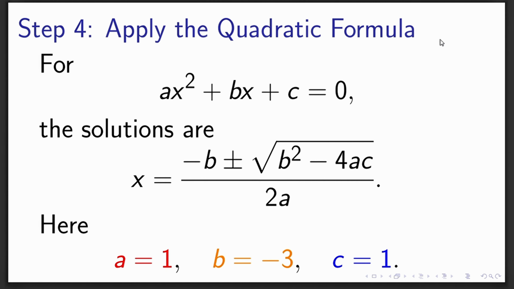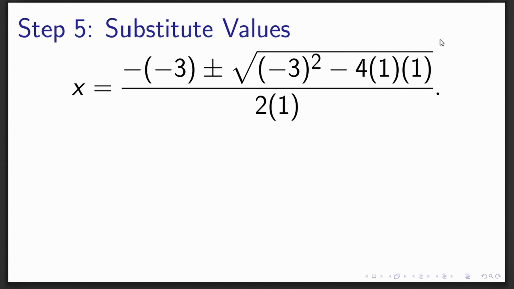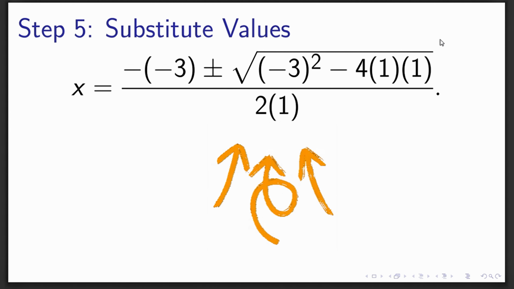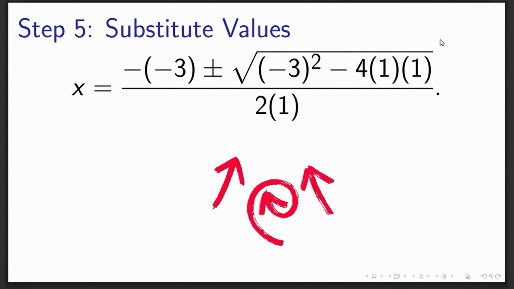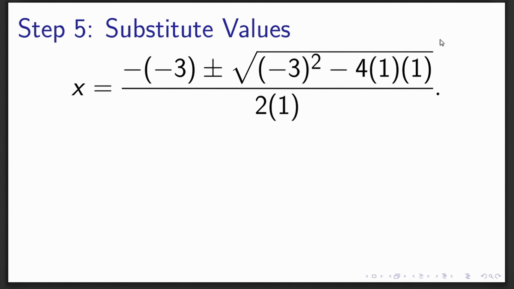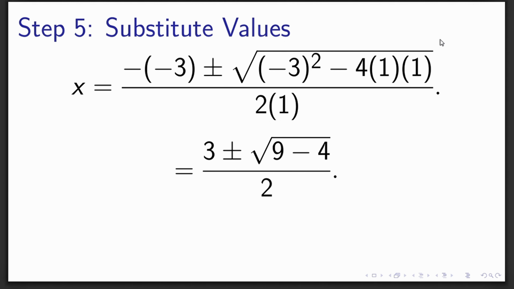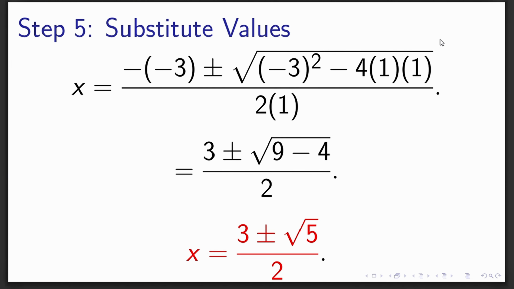When I find that, I'm going to get a = 1, b = -3 and c = 1. After this, I'm going to substitute the values into the quadratic formula. When I do that, I'm going to get x = (-(-3) ± √((-3)² - 4·1·1)) / (2·1). When I simplify this, I'm going to get (3 ± √(9 - 4)) / 2. When I further simplify this, I'm going to get x = (3 ± √5) / 2.